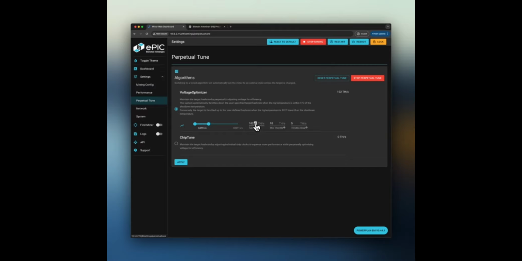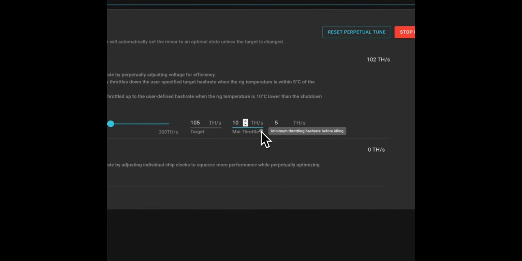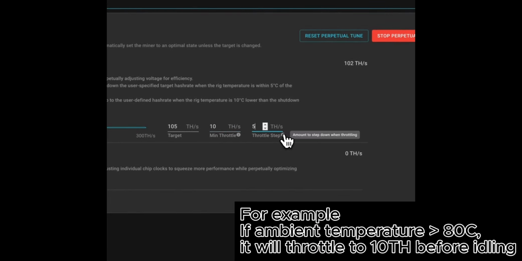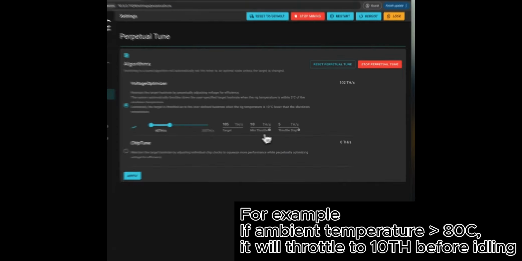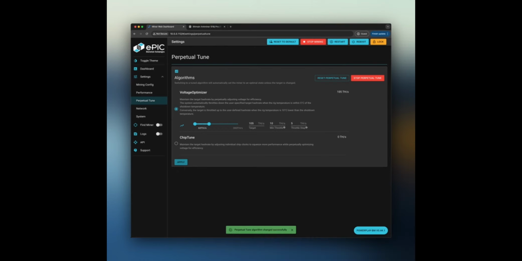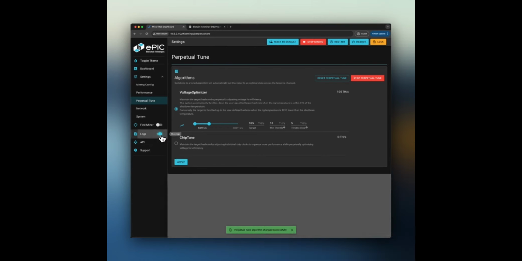I would like to set the target hash rate to 105, with a minimum throttle of 10 terahashes. In case the ambient temperature approaches within 5 degrees of the shutdown temperature, which is 85 degrees in this case, I want my miner to automatically reduce its hash rate to 10 terahashes per second, allowing it some time to cool down. Let's set these values and hit apply.